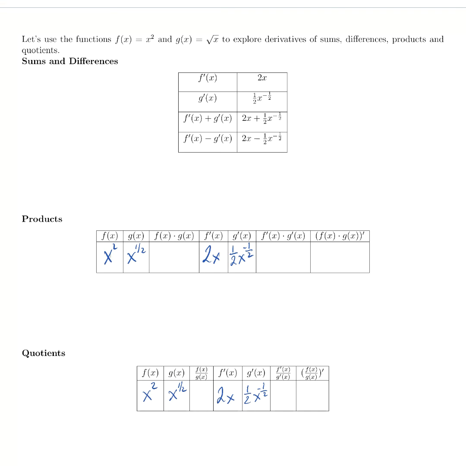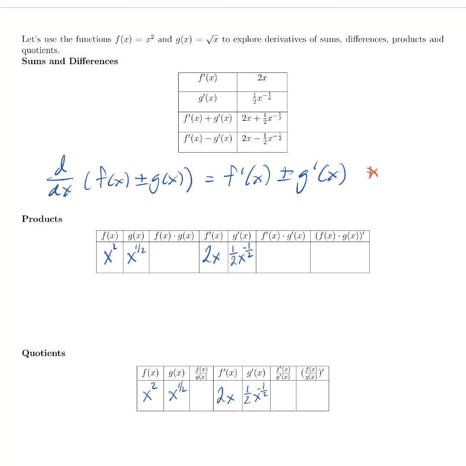F prime plus g prime is just the sum of those two derivatives. And so with sums and differences, things work out pretty nicely. The derivative with respect to x of f of x plus or minus g of x is just the derivative of f plus or minus, whichever is there, the derivative of g. So sums and differences, nice. So now if we have a polynomial function, we can just take the derivative of each of those terms individually to find the derivative of that polynomial function.